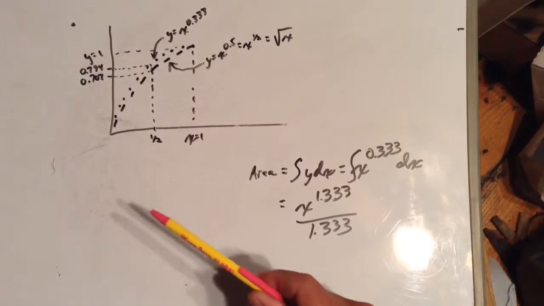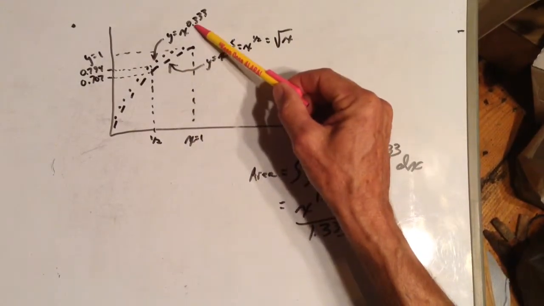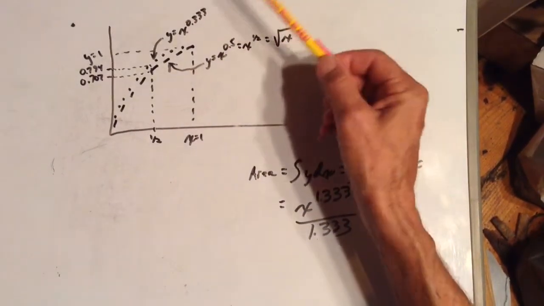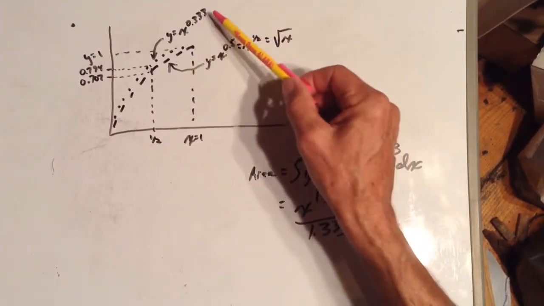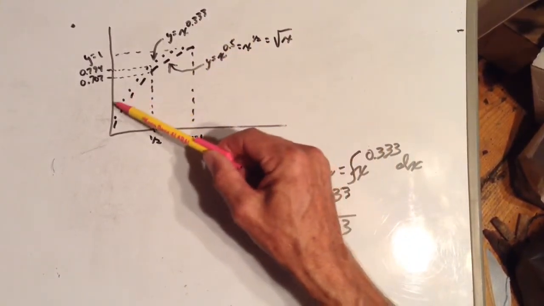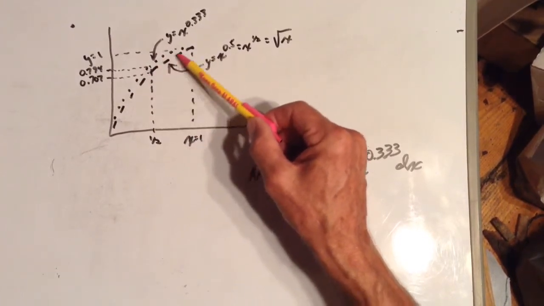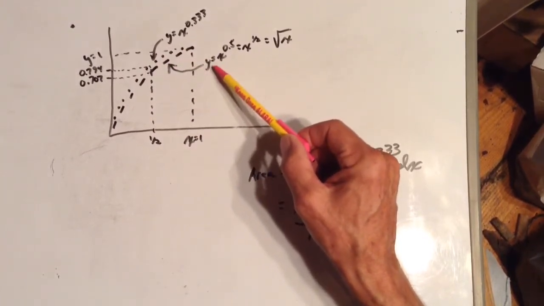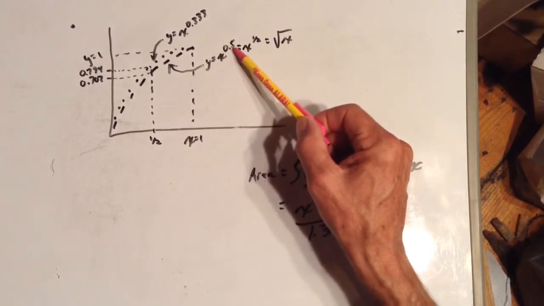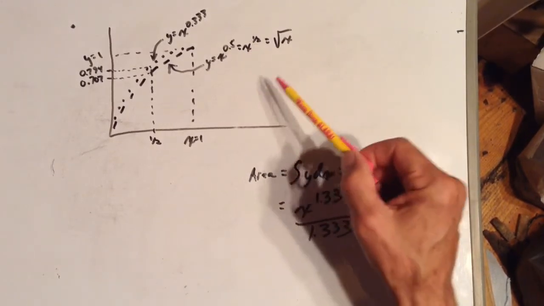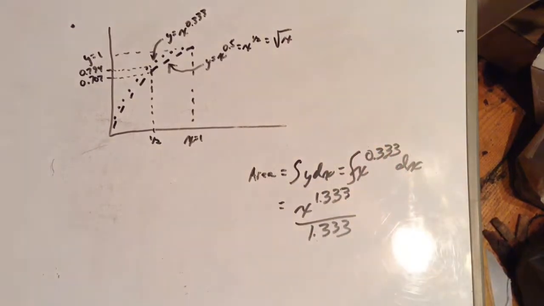Here is y equals x to the 0.33333333 forever. In other words, x to the 1/3 power. That's this dotted line, which is a little higher than this dashed line, which was what we had a while ago. Y equals x to the 0.5, or x to the 1/2 power, or the square root of x.